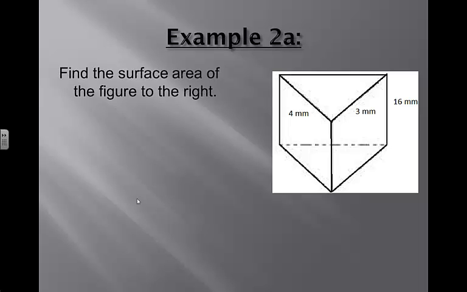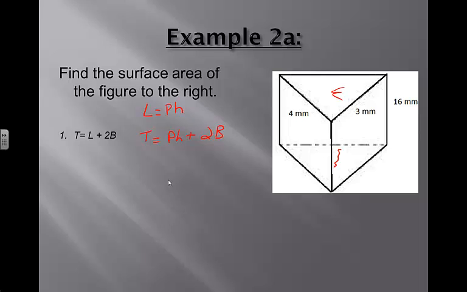So let's find the surface area of the figure to the right. The total surface area equals the lateral area, which we found is P times H, because that's just the sides. That's the lateral area. And then the total surface area is the lateral area plus the 2 bases, and that would be the total. So this is going to look like T equals P times H plus 2B.